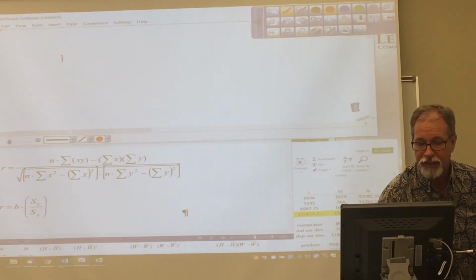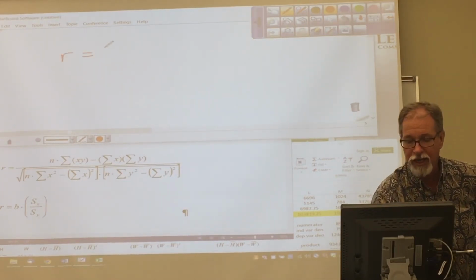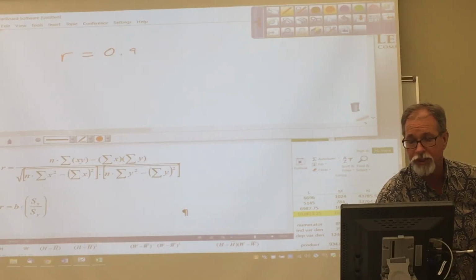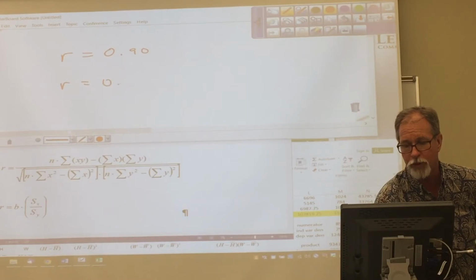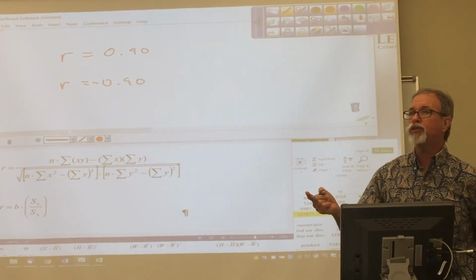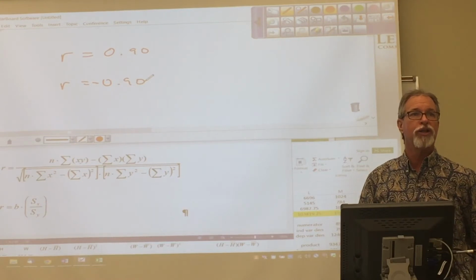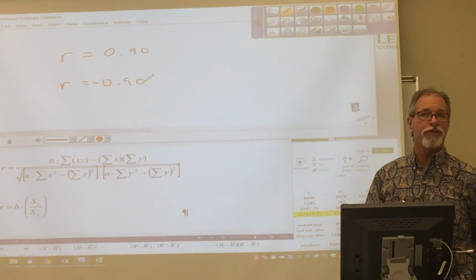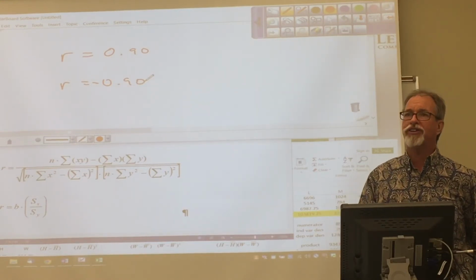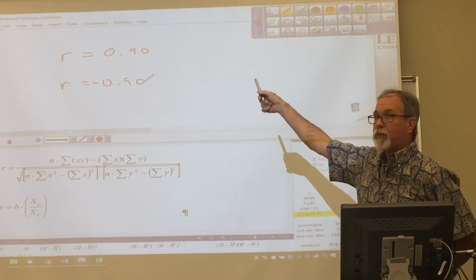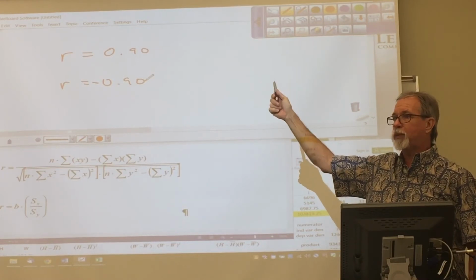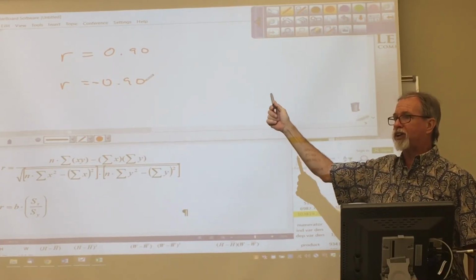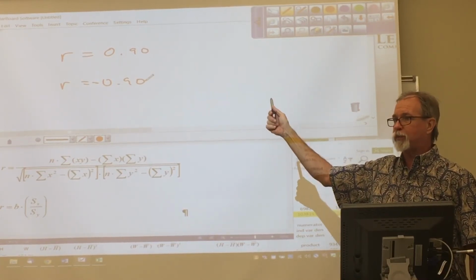So if I calculated it and got an R of 0.90, or an R of negative 0.90, which would be a better R? Those are both exactly the same. They both say that 90% of the variation in your dependent variable is explained by the variation in your independent variable.